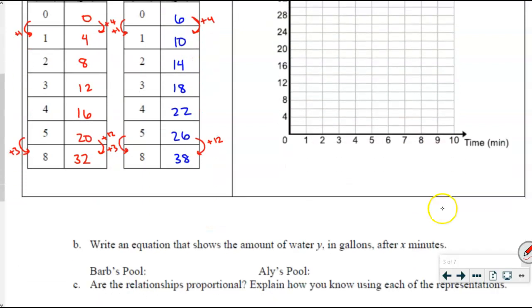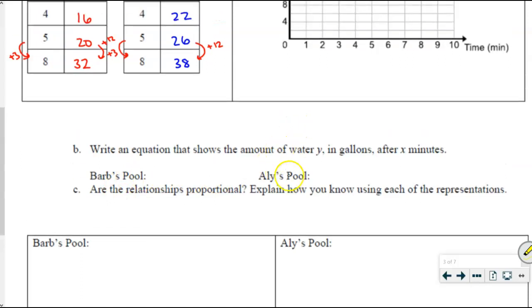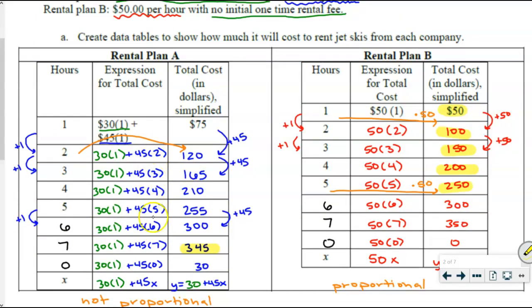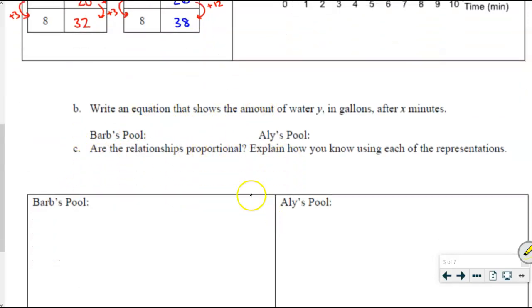All right, let's get those graphed. Challenge here, I want you to write equations for both of them as well, right? Like I said on this page, if you can write an equation here for this non-proportional, that's an 8th grade level problem. You're in 7th grade. If you can do that, that's fantastic. If you can't, that's okay, but challenge yourself and see if you can figure out what that equation is going to be for both Barb and Allie, and then talk. Are those relationships proportional? As you go through that and say yes or no, they're proportional, describe it.